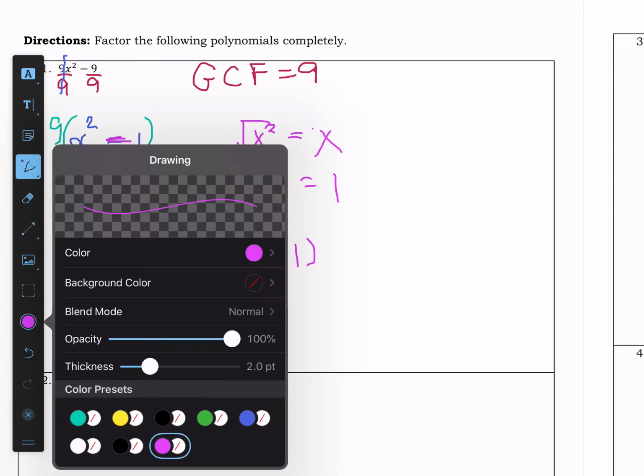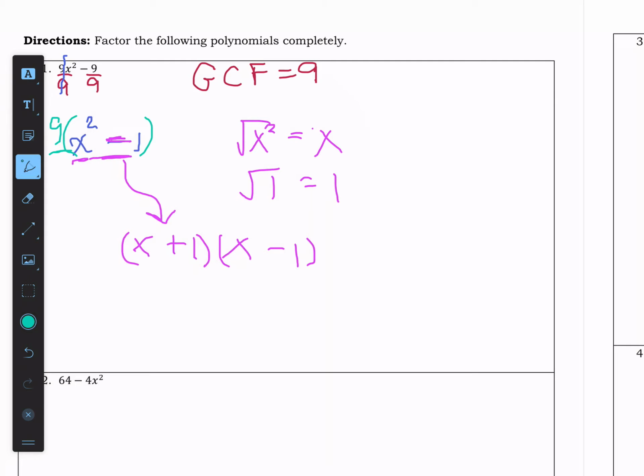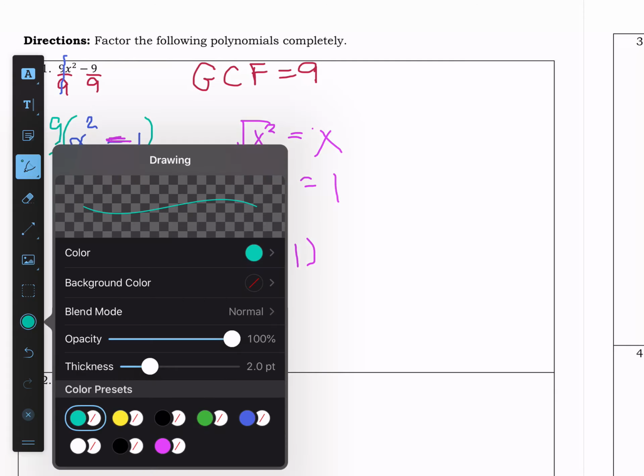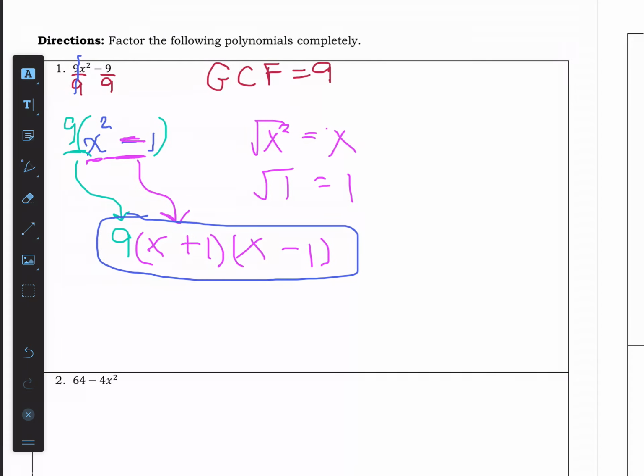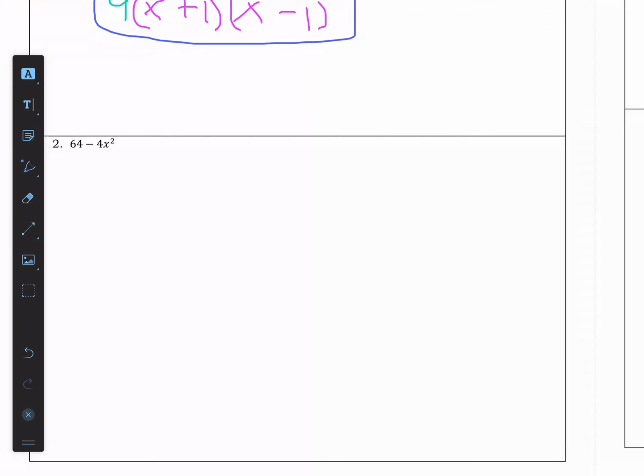And don't forget, super important, bring this 9 over here, okay? So this is your final answer, okay? All right, so it's just had to go through the process 2 times, okay? All right, let's look at number 2.